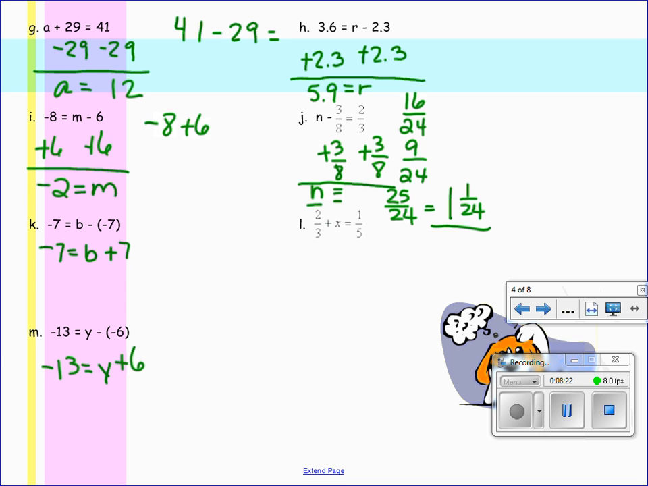In K, now I'm going to subtract 7 from each side. Don't let this confuse you. Now I have negative 7 minus 7 is negative 14. Now that's equal to B. I'm going to go ahead and hop down to M and do the same thing. I'm going to subtract 6 from each side. Negative 13 minus 6 is negative 19, and that's going to equal Y.